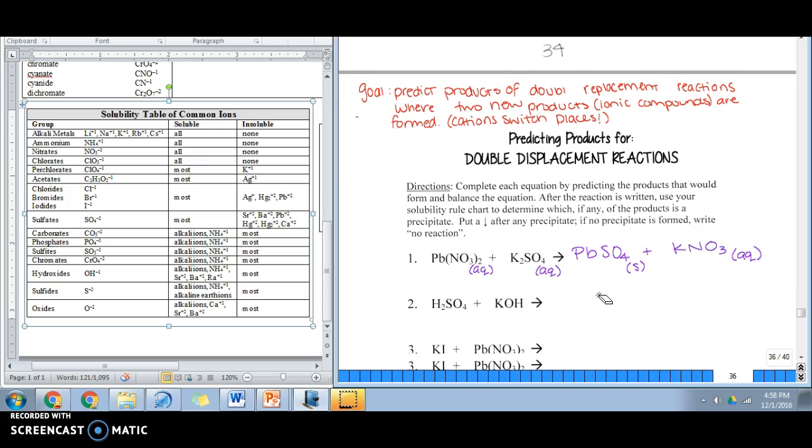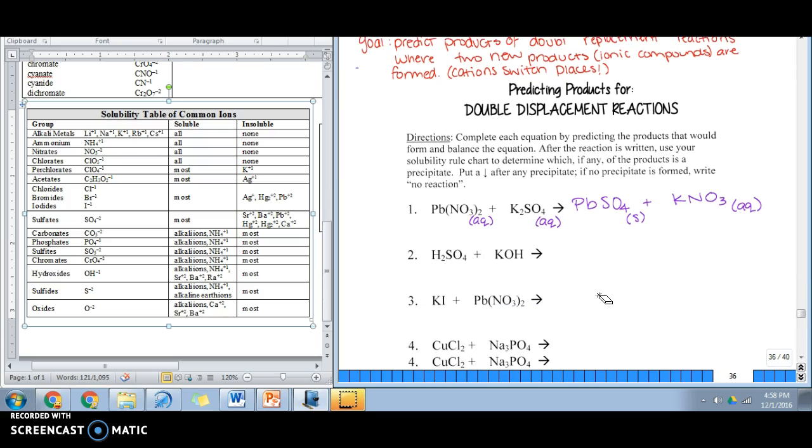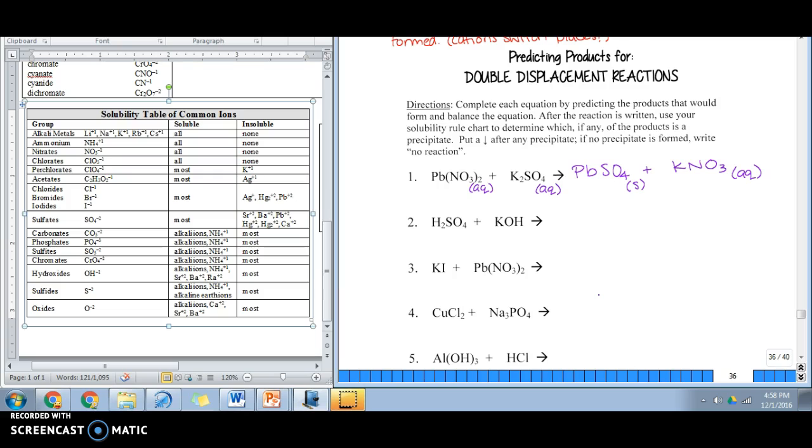So let's take a look at another example. H2SO4 reacting with KOH. So again, we're going to take a look at our reactants and we're going to swap the cations. So now hydrogen is bonded to the hydroxide group. HOH, that looks pretty familiar. It's actually the same thing as writing H2O. We know H2O is a liquid. We're going to again assume that our reactants are aqueous.